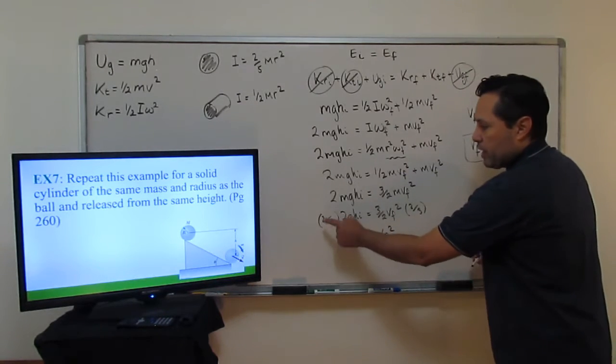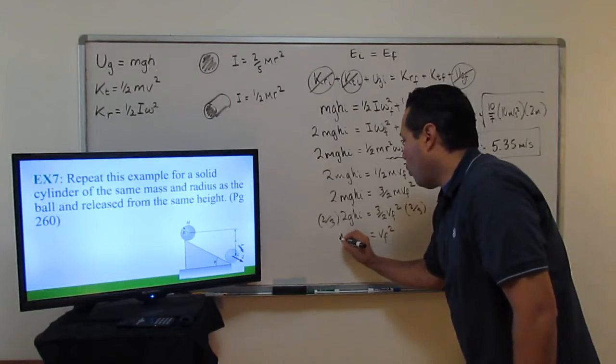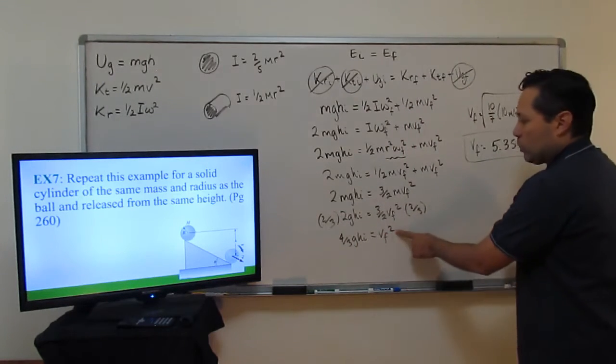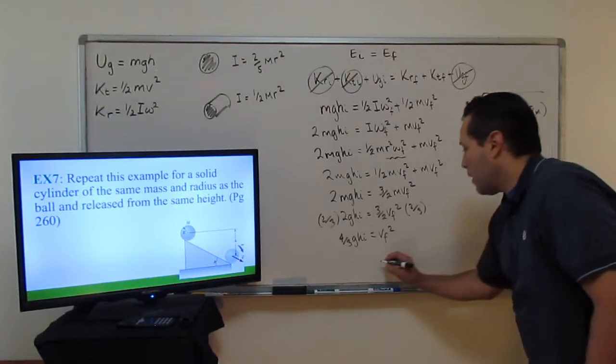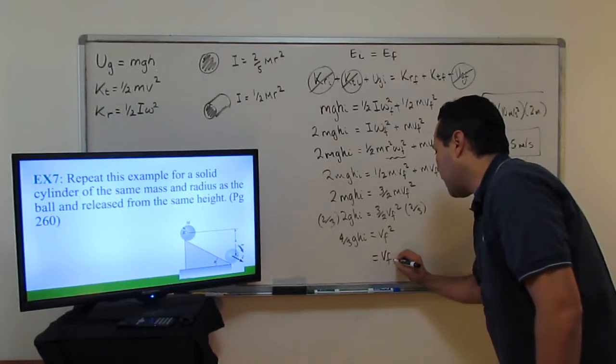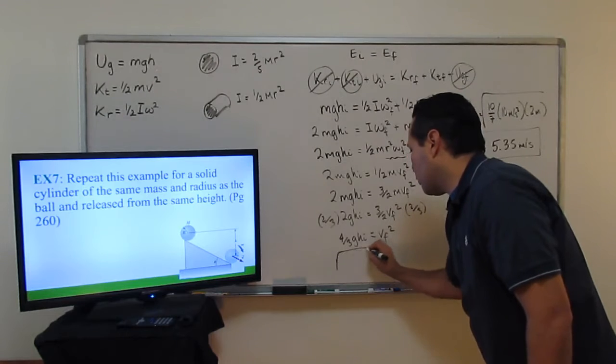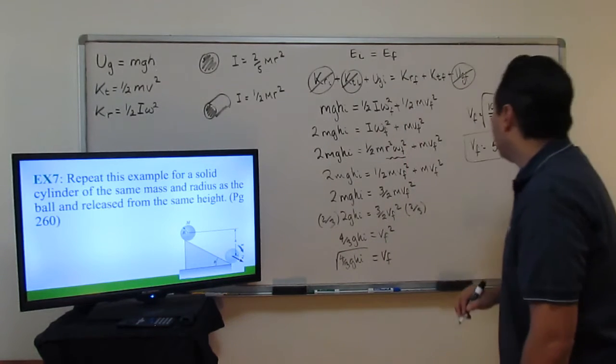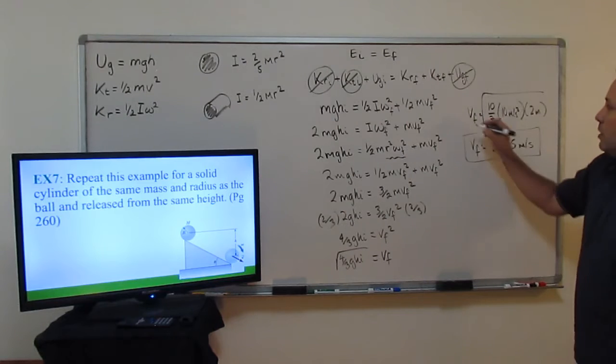And on this side, it's going to be 4/3 g times h. Alright, I'm going to take the square root to get rid of the square, and that will give us our final velocity. It's going to be the square root of 4/3 g h initial. Alright, so now this was part A.